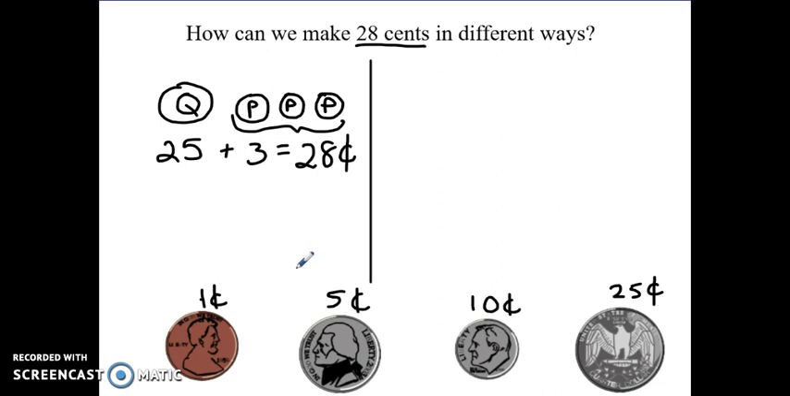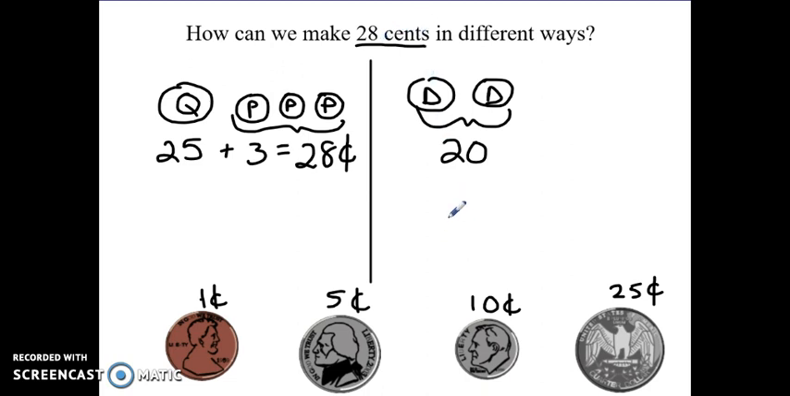Can you think of another way? Well, another way would be maybe using dimes. How many dimes are in 28 cents? Well, if we think of the number 28, 28 has 2 tens. So that would mean 2 dimes. So my 2 dimes would give me 20 cents. Then how much more do I need? Well, I need 8 more.